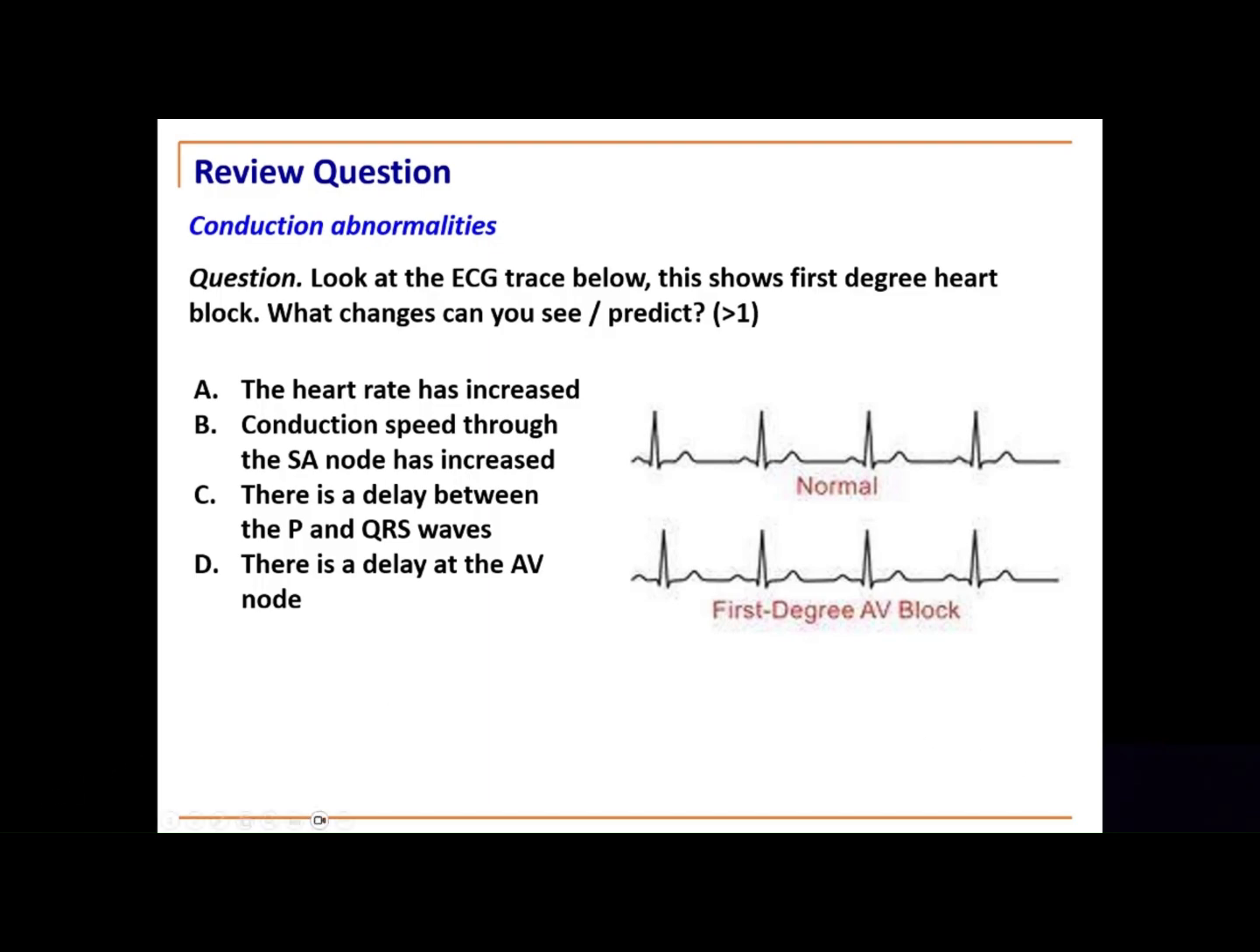Okay, so then we have a look at the third option. There is a delay between the P and the QRS waves. So let's have a look. Here's your P, and here's your QRS.